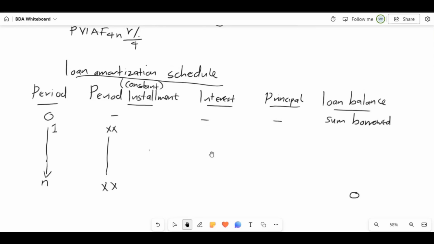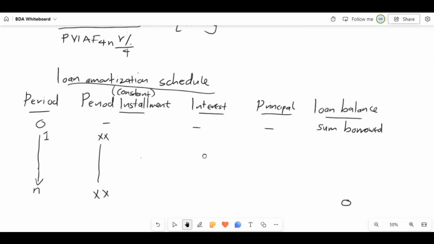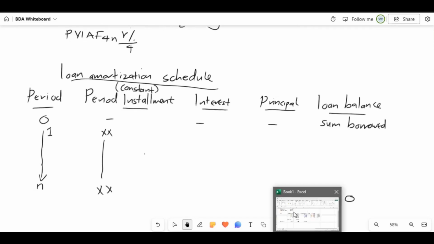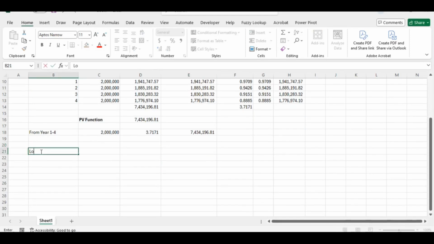Based on this understanding, and this is what we've been doing in class for a long time, the reason I take you back to class is so that you appreciate that nothing has changed much. Whatever we were doing in class, we are now applying in Excel. That is the whole idea of this course, Business Data Analytics: to make it practical and familiarize you with these Excel functions. So let's go to Excel and have a quick illustration on loan amortization.